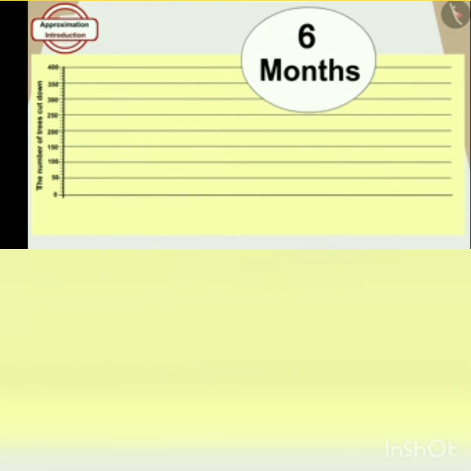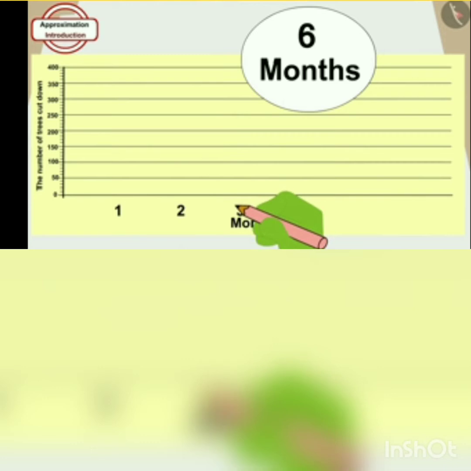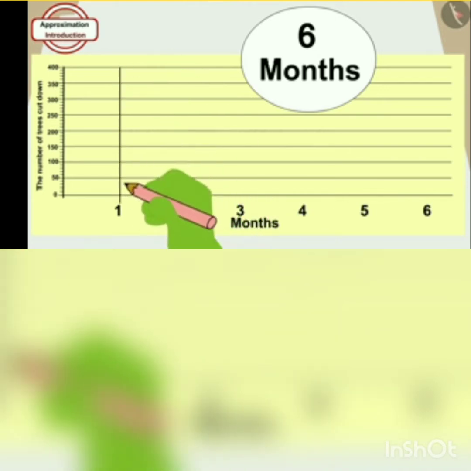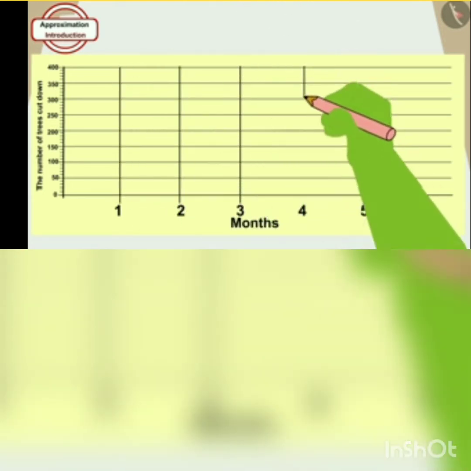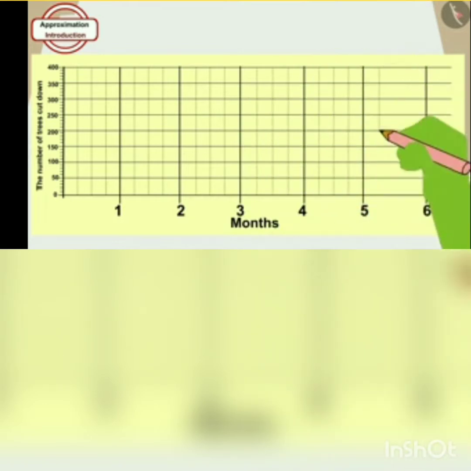Now, at the horizontal line drawn at 0, he drew vertical lines at equal distance numbered 1 to 6 because he was going to count the number of trees that had been cut every month for 6 months. And finally, he drew 3 vertical lines at equal distance between the numbered vertical lines.